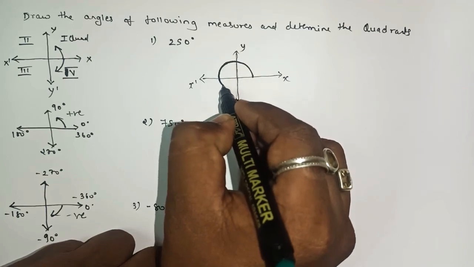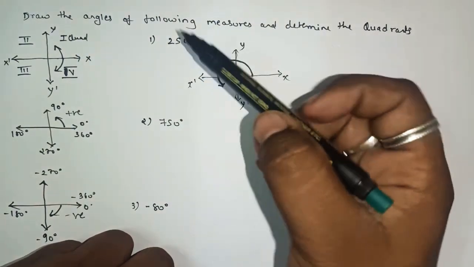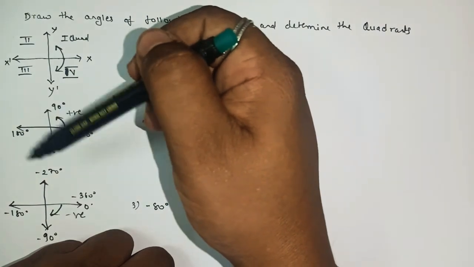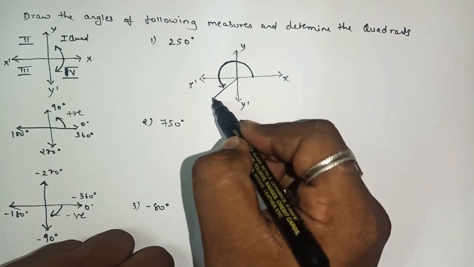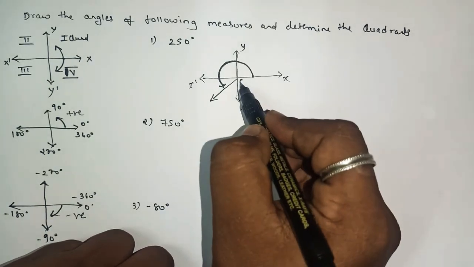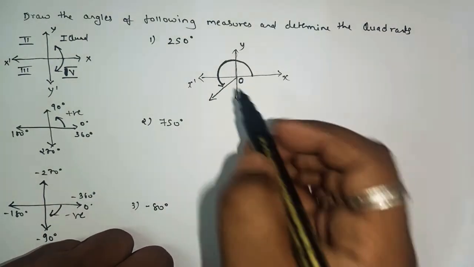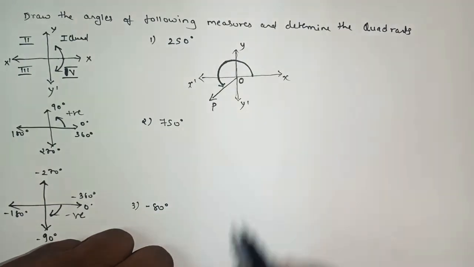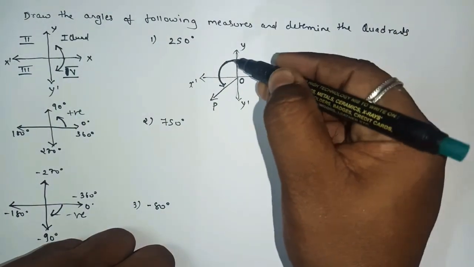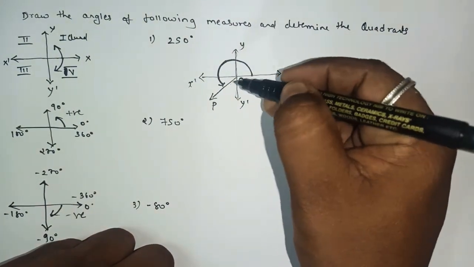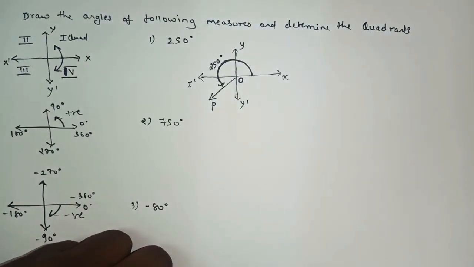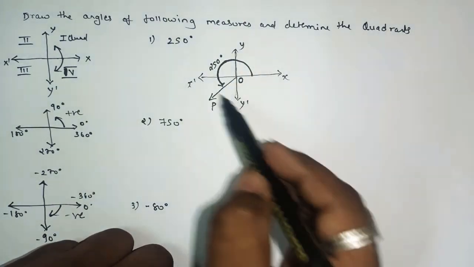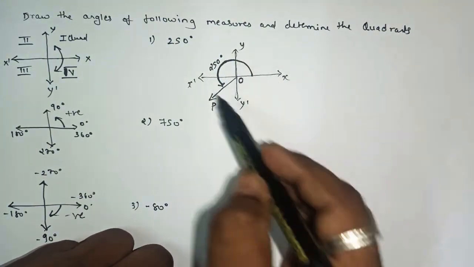As we know that 250, by common sense, lies between 180 and 270, so somewhere it will come, yes or no? So we'll consider this origin as O and this ray as OP, showing this rotation of angle as 250 degrees. Okay, so this is the format. In this way you will draw the diagram.